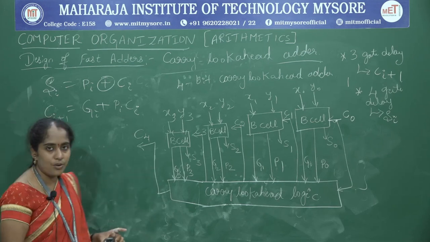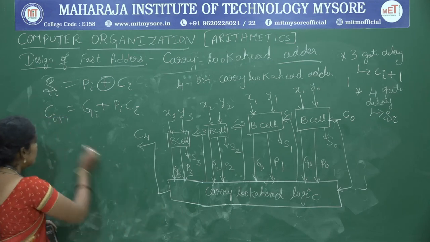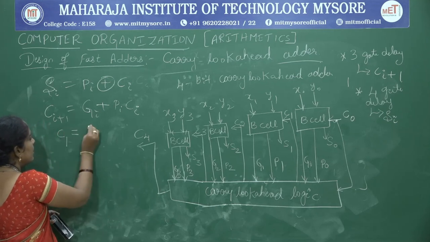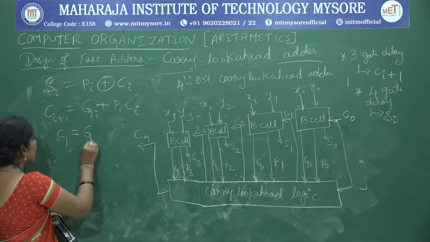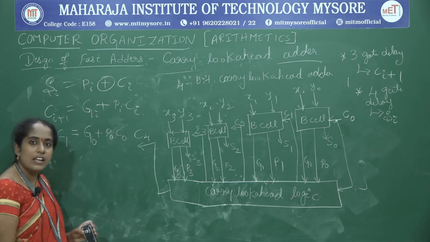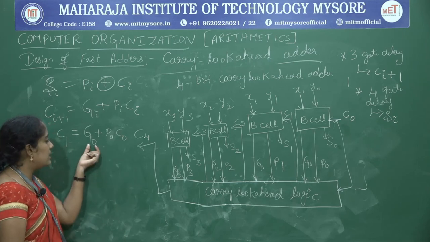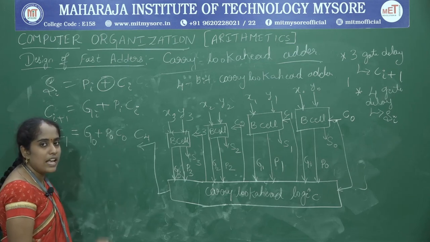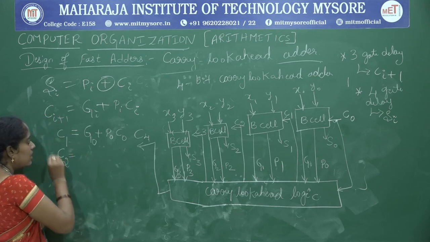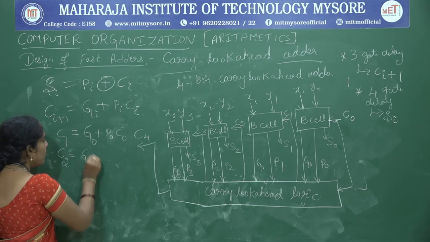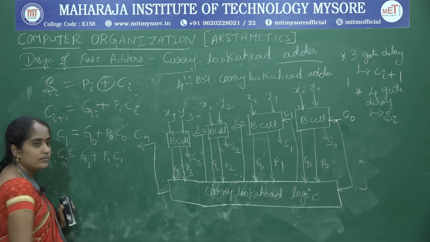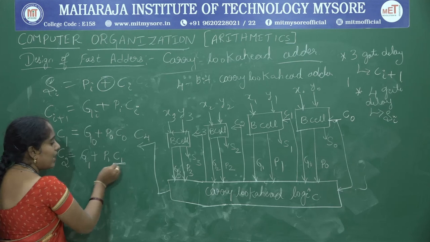We already have the C0 value, right? So you need to calculate the C1 value. How? For C1 it is G0 plus P0 C0, right? Once we get the P0, G0 and C0 values, the next step is done parallelly. Next is C2. For C2 it is G1 plus P1 C1, right? Yes, we know the C1 value.